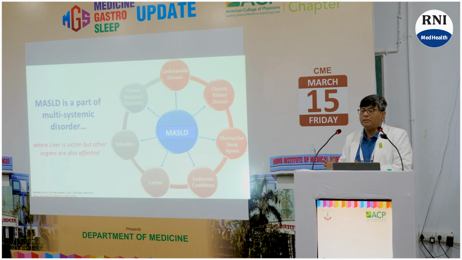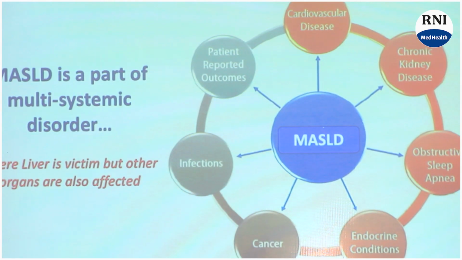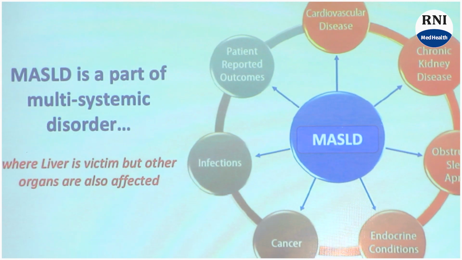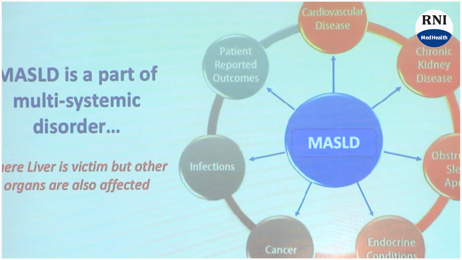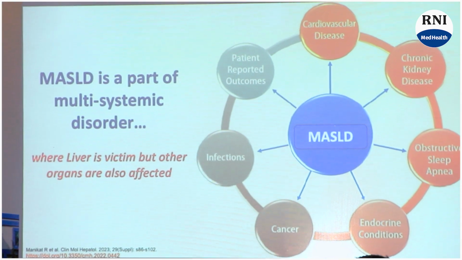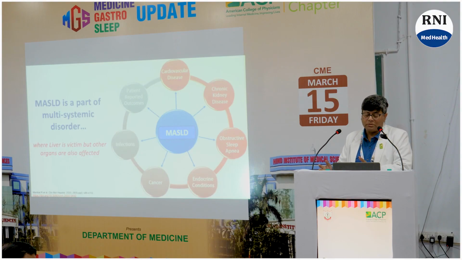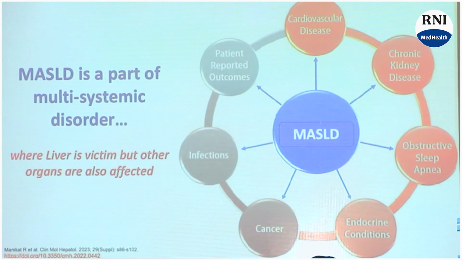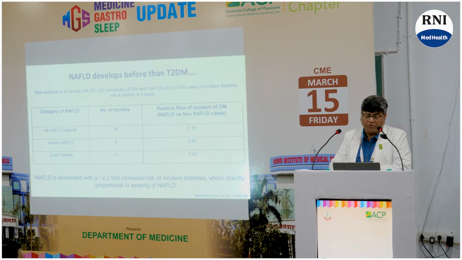The same thing happens with MASLD also. Once we see that steatotic liver disease, or fatty deposition in the liver, is taking place, it is not only making the liver unhealthy, but also having an impact on the cardiovascular system and on chronic kidney disease. It takes us towards obstructive sleep apnea, which our sleep experts will tell you more about. Multiple endocrine conditions may be associated, with obesity, hyperinsulinemia and insulin resistance coming up along the way. It may also become carcinogenic and lead to multiple infections, and a few of the outcomes may be quite specific, reported by the patient.